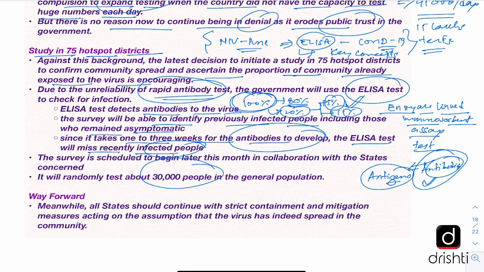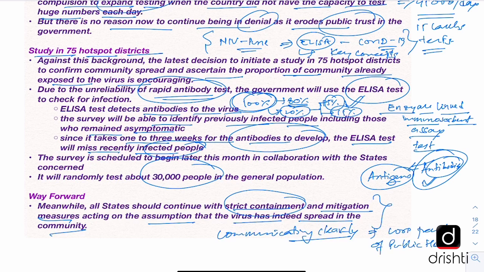Finally, the editorial says that meanwhile, all the states should continue with strict containment and mitigation measures, acting on the assumption that the virus has indeed spread in the community. Here we should understand that communicating clearly is a core part of public health, because public health is not just about building surveillance systems and infrastructure, but also about enabling people to change their behavior in the right ways.